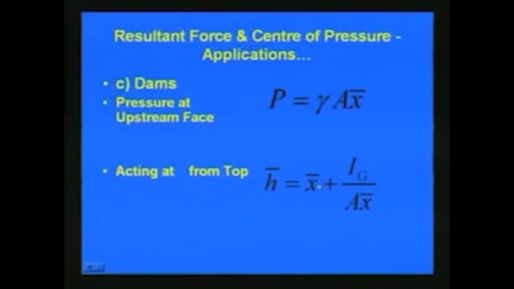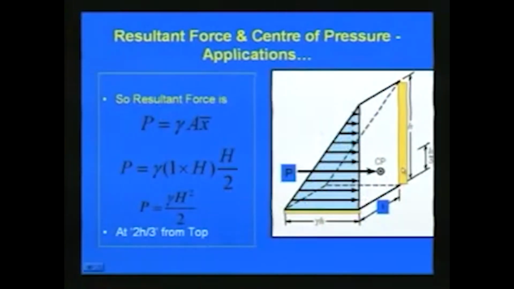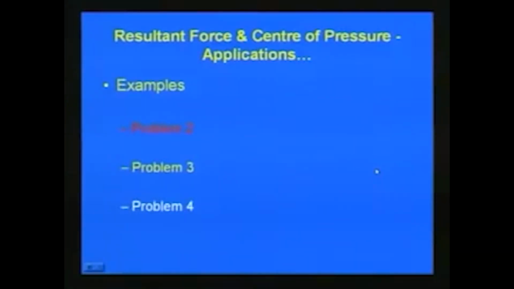As we have seen here, the pressure acting from the top is x bar plus Ig by Ax bar, as we have already seen in the previous case, and finally the resultant force is P equal to gamma A x bar in the case of a dam. So, here P is equal to gamma x square by 2 for a unit width, and it is acting at 2h by 3 from the top and h by 3 from the bottom. So, this also we have seen. Now, with respect to these resultant force and center of pressure applications, we will discuss a few example problems.